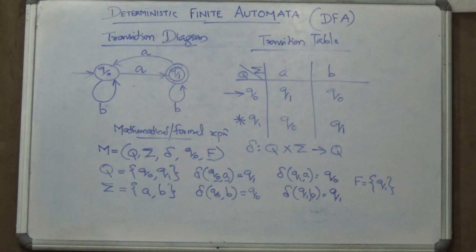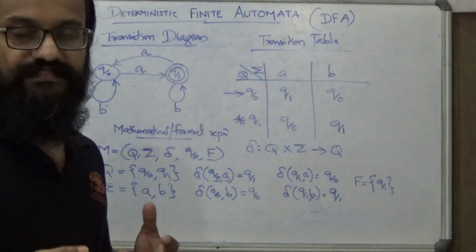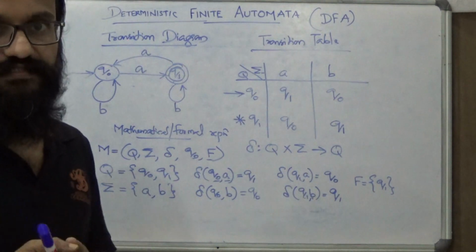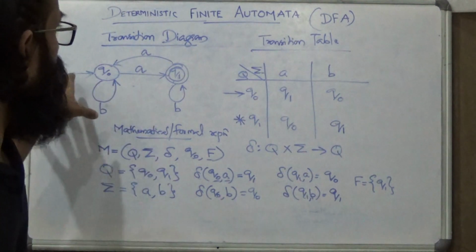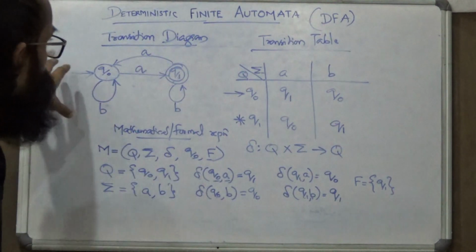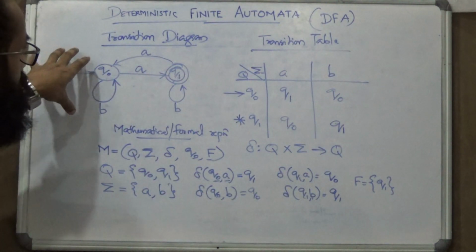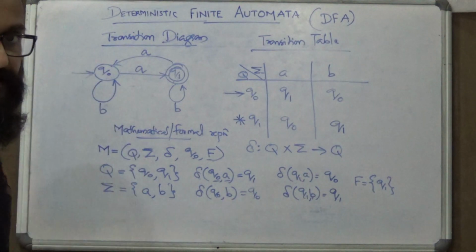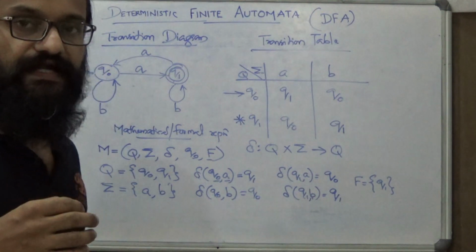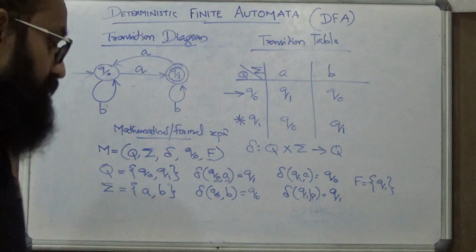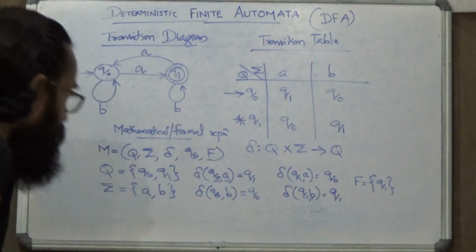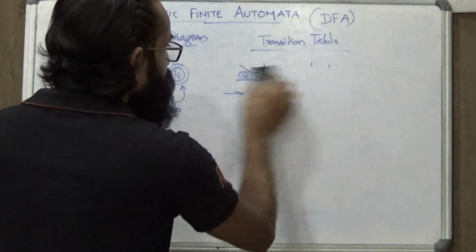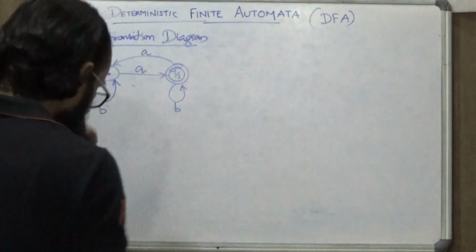So if you are asked to design a deterministic finite automaton for some particular language, you have to make sure that each and every state has a unique transition for all the input symbols. Now let us define the language accepted by this model. So what do you mean by language?